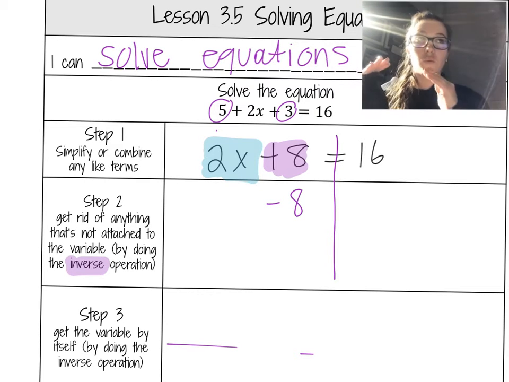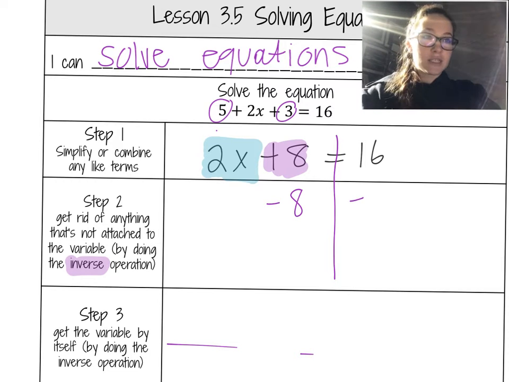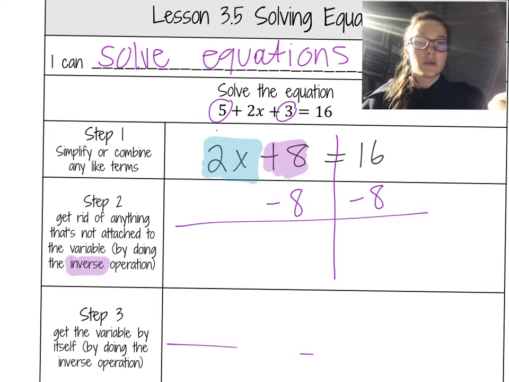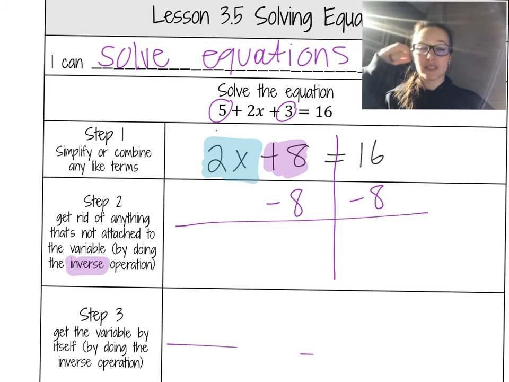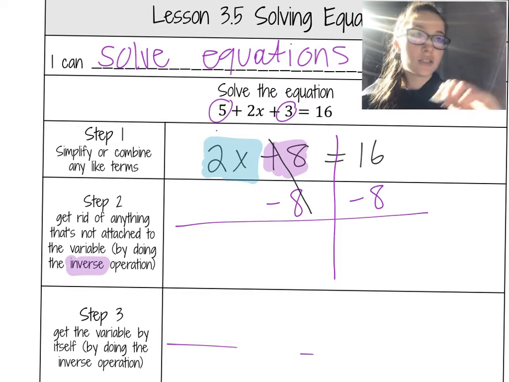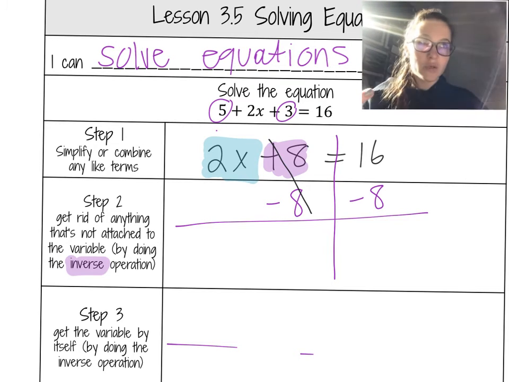And what I do on one side of the equation, I have to do on the other side of the equation so that it stays equal. So minus 8 on this side. Okay? And if you remember from unit 1, a positive 8 plus a negative 8 is going to be 0. So these are going to cancel each other out, which is why we did that.